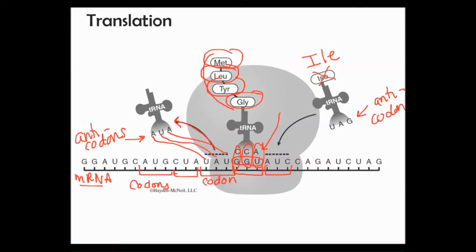Let's take a look at our anticodon on transfer RNA and make sure that that's correct. A goes with U, U goes with A, and C goes with G. Remember that once this process hits a stop codon, this entire process will be terminated.